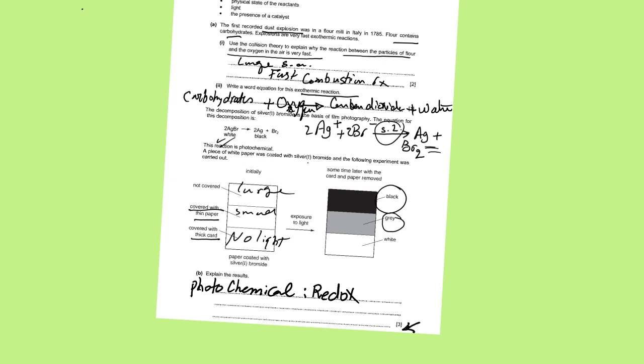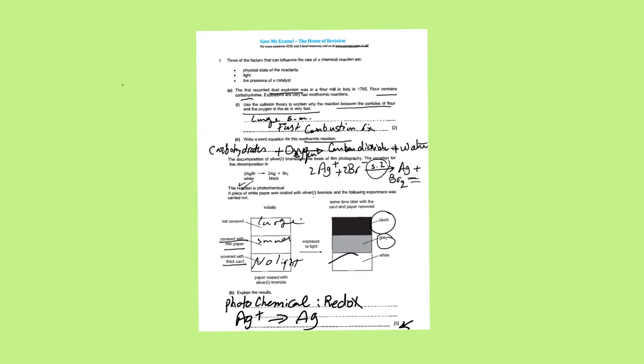Yes, then there are 3 marks here. You will say that for the one which is not covered, much of the silver ions will change into silver, which is black. But the one which is covered by a thin layer gets a small amount of light, so a small amount of silver ions will change into silver. While the one which is deprived of light, no reaction happens, so it will remain white. You are going to give all of this explanation.